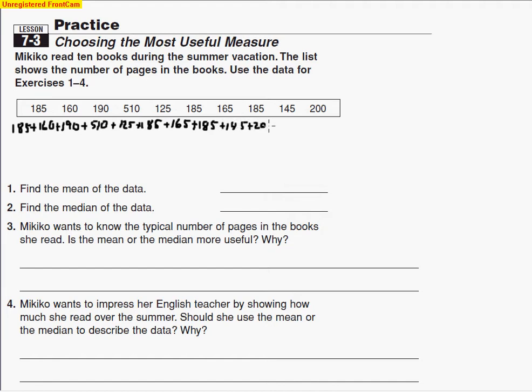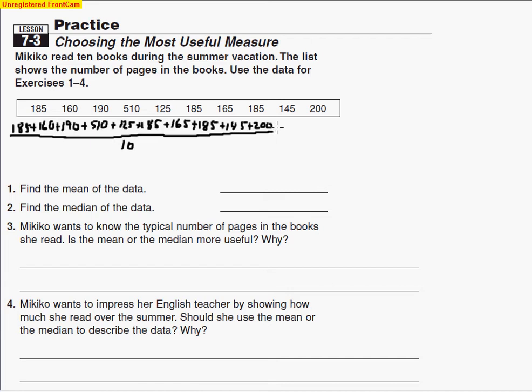So we're adding up all of those numbers, and then we're dividing. What are we dividing by? We talked about it last couple of lessons. We're dividing by the number of numbers. So we're dividing by 10. You see there's 10 numbers. 1, 2, 3, 4, 5, 6, 7, 8, 9, 10.